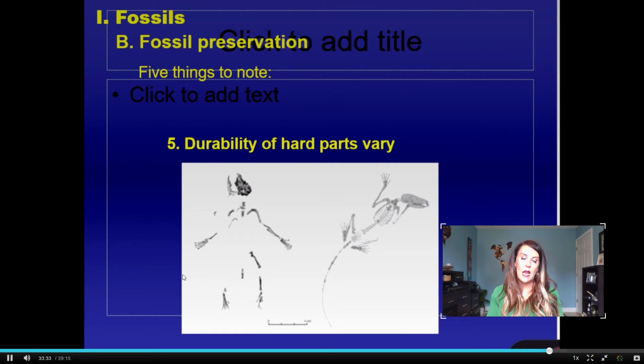Here's a really good example on the screen. You can see the amount of bones that was collected on the left and then the finished product on the right. So what you anticipate it to look like and what you actually find. In addition, it's really hard to become a fossil, and you might not find a complete fossil. And if you do, that's super exciting.